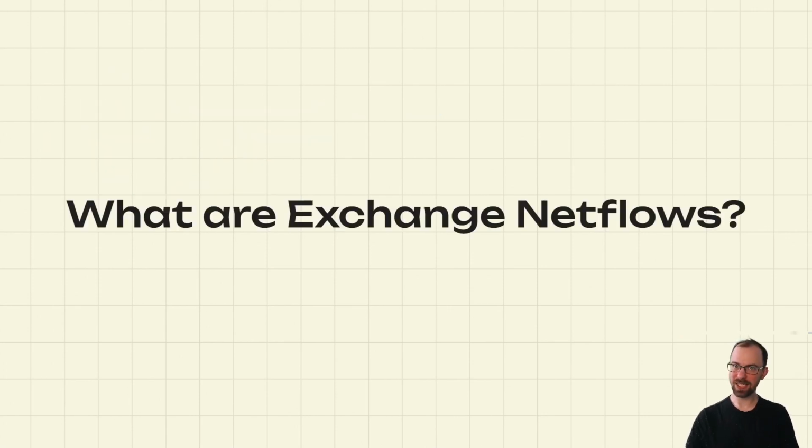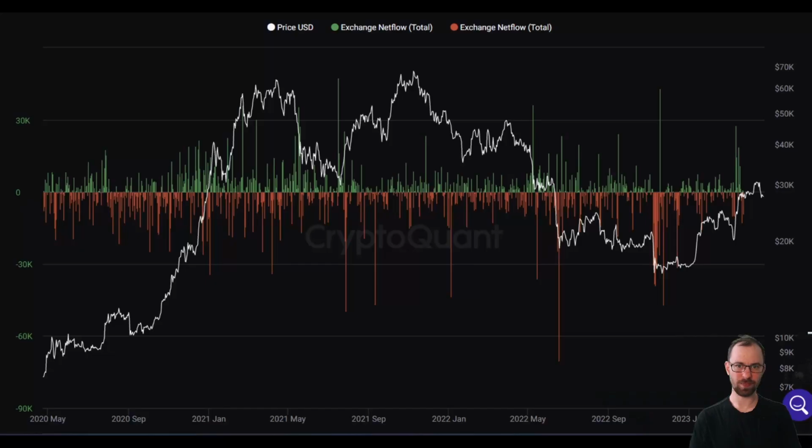So let's start out with a simple question. What are exchange net flows actually? Exchange net flows are basically a quantitative indicator that is used in technical analysis to inform traders whether there is a bullish or a bearish signal. Let's say you have big exchanges like Binance, Kraken, and so on, and people are depositing Bitcoin, ETH, DOT, and so on to the exchange accounts.